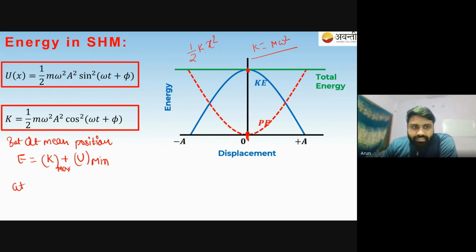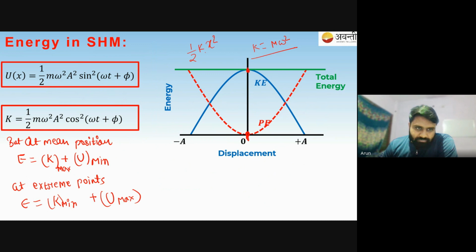At extreme points, total energy will always be constant. So we can say that kinetic energy will be minimum and potential energy will be maximum. The minimum value of kinetic energy is zero, because at the extreme ends, the body will take a turn, so the velocity will become zero there. That is why the kinetic energy is zero.